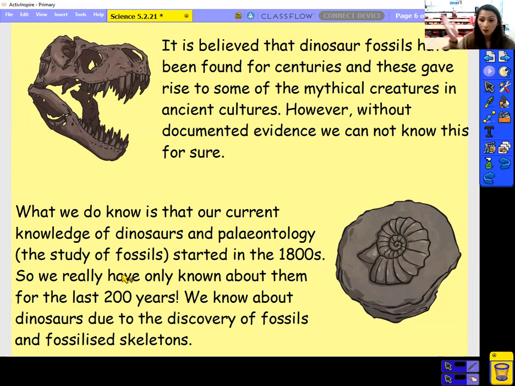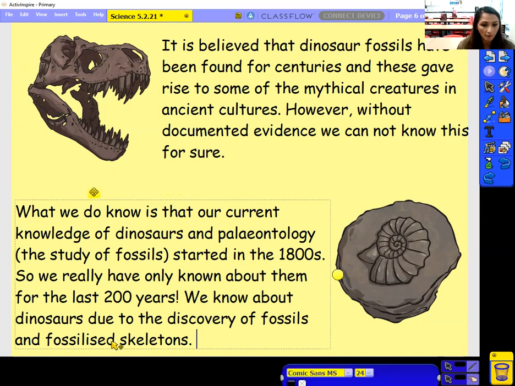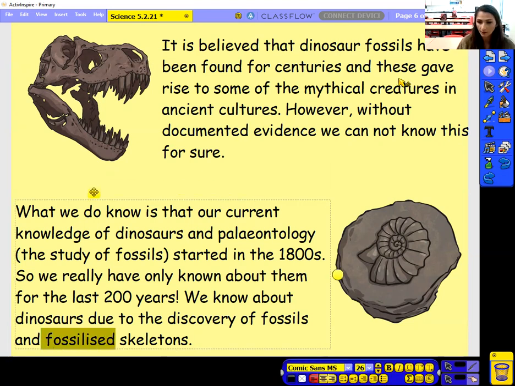But of course we know now that dinosaurs lived millions and millions of years ago, and we're still finding fossils now. We know about the dinosaurs due to the discovery of fossils and their fossilized skeletons. Remember, we did a bit of work on skeletons. Remember, skeletons are the things that keep us upright, give us support, give us movement, and give us protection, okay? So they found the skeletons of all these dinosaurs, and we're going to look into this word, fossilized, okay? We've talked about this word earlier, fossilized.